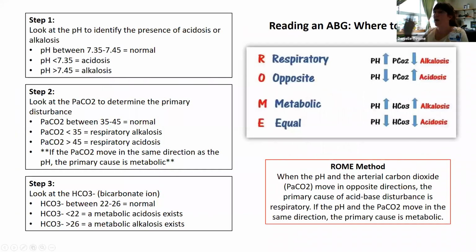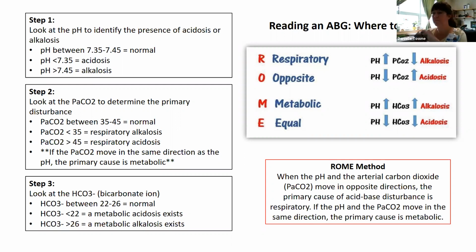All right, so let's talk about how we actually interpret an ABG. So first step, you want to look at your pH and you want to determine if it's acidotic or alkalotic. So remember we said normal pH is 7.35 to 7.45, okay? So a pH of less than 7.35 is acidotic. Anything less than that number is starting to get lower and lower, that's acidotic. A pH of greater than 7.45 is starting to become alkalotic, and the higher it goes, the more alkalotic it becomes. So that's an important place to start. We need to determine if we're acidotic, alkalotic, or normal.